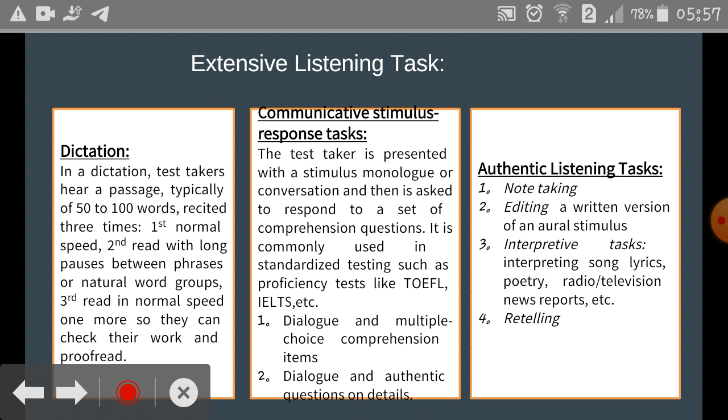So basically, in listening, you have, as before, intensive, selective, responsive, and also extensive listening. If you need more information about assessing listening, you can check the book from Brown, Language Assessment: Principles and Classroom Practices, and also you can check the video about assessing listening from the British Council.